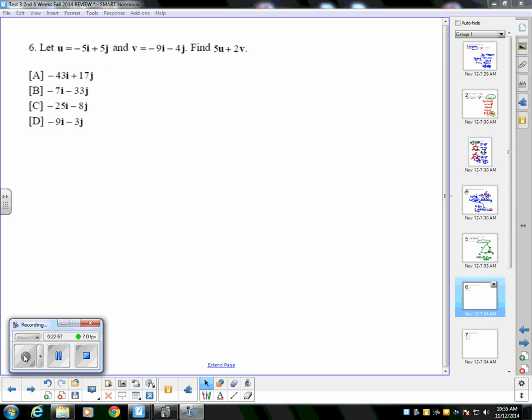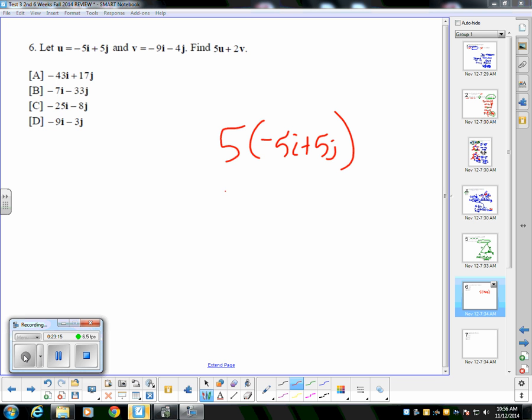Okay. This one should be pretty straightforward. We have 5u plus 2v. So we have 5, and we know vector u is negative 5i plus 5j. And then we're going to add 2v to it, so that's 2, and v is negative 9i minus 4j. So if we just simply distribute, now we could turn these vectors i and j into components, but we don't need to, because all we need to do is distribute.